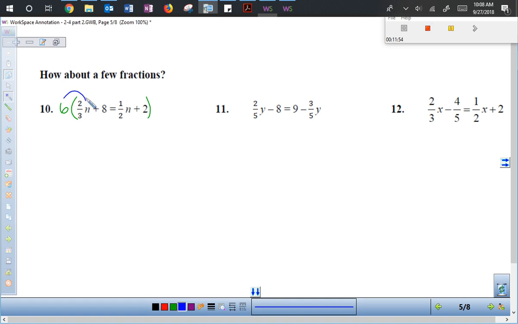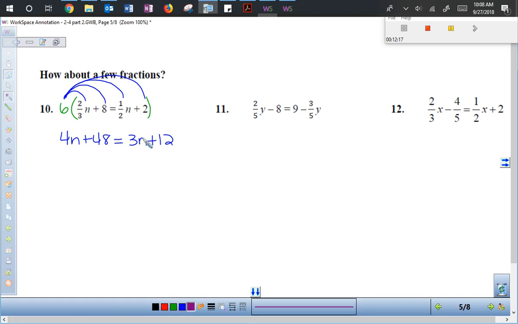So 6 times 2/3 n, I'm going to start with this denominator. 3 goes into 6 2 times. 2 times 2 is 4. So I have 4n plus 6 times 8 is 48 equals 6 times 1/2 n. Half of 6 is 3. So 3n plus 6 times 2 is 12.